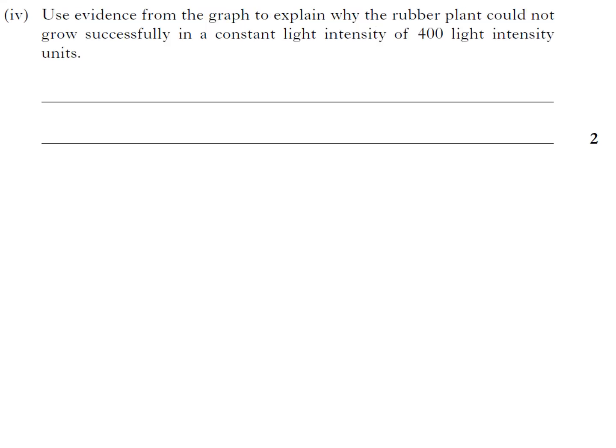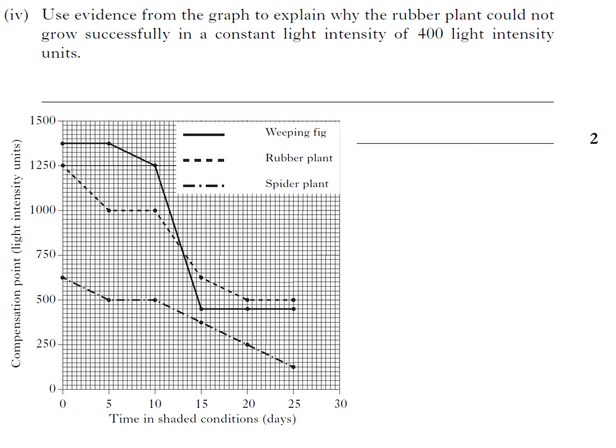Okay, use evidence from the graph to explain why the rubber plant could not grow successfully in a constant light intensity of 400 light intensity units. Okay, right, this is worth 2 marks, so you're going to have to do a little bit more than just read off a number. But here is our number. So our number is 400.